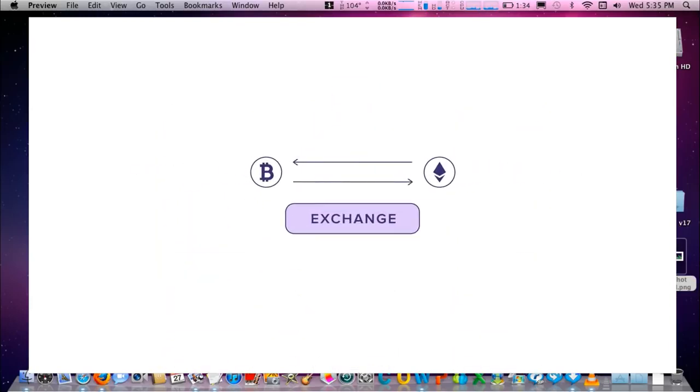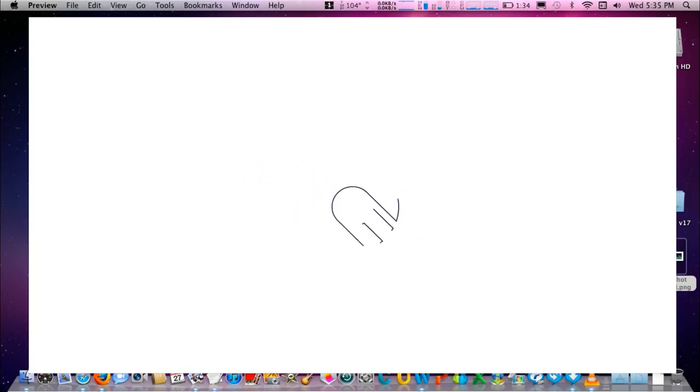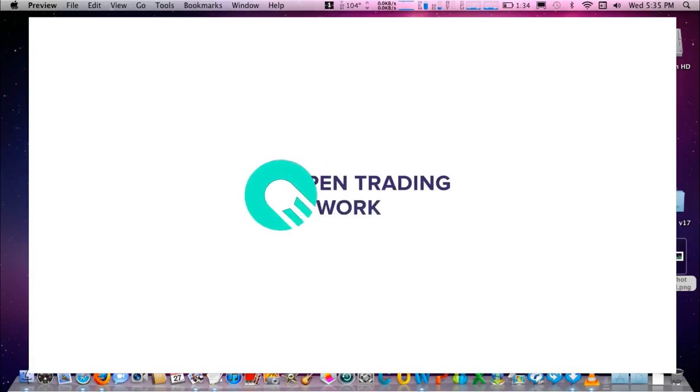In practice, the entire exchange occurs quickly, in just a few clicks. Join the open trading network of the future.